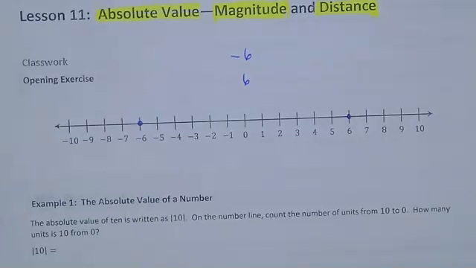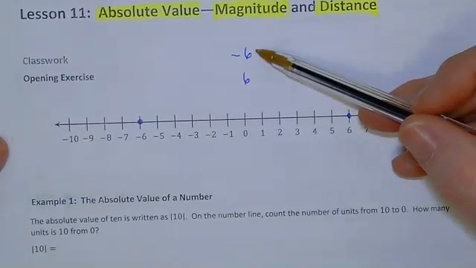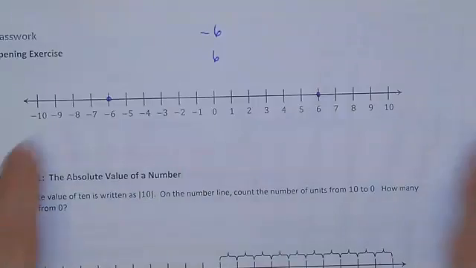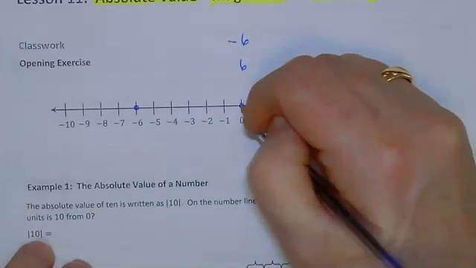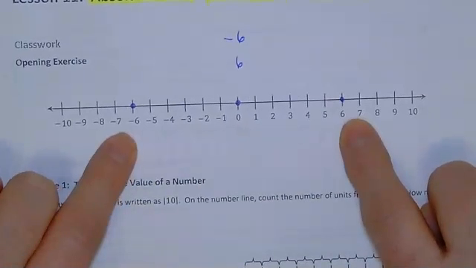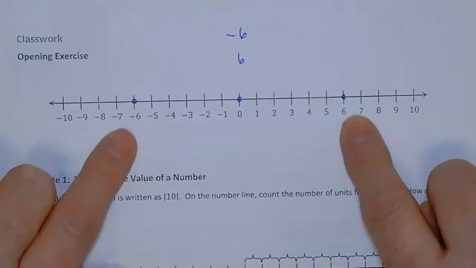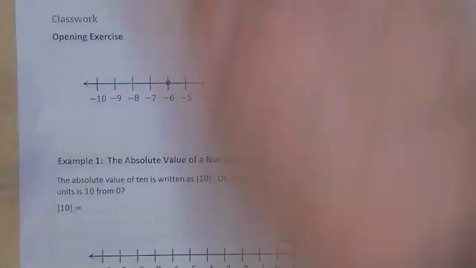So what we've talked about in the past is that any number and its opposite are on opposite sides of 0, and they're the same distance away from 0. So we're going to add a new vocab word today that talks about being the same distance away from 0. And that word is absolute value.